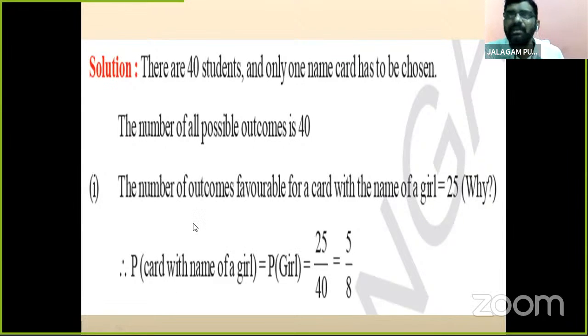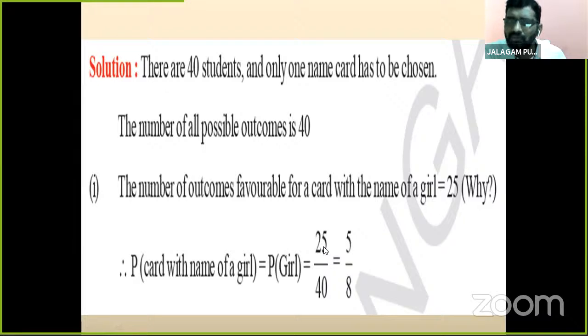That's why, what is the probability? The probability P of E is equal to favorable outcomes divided by all possible outcomes. Here the probability of a card with the name of a girl is P of G. P of girl is equal to, simple, 25 by 40. This is favorable 25 divided by 40.